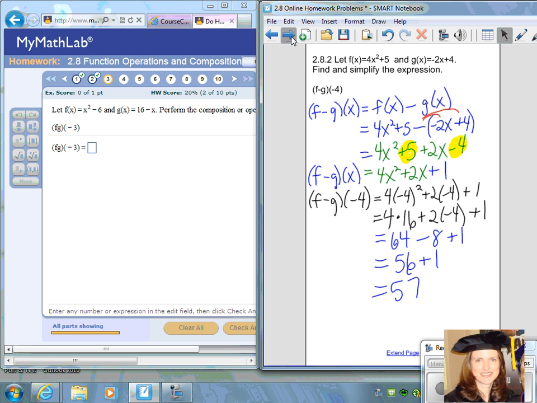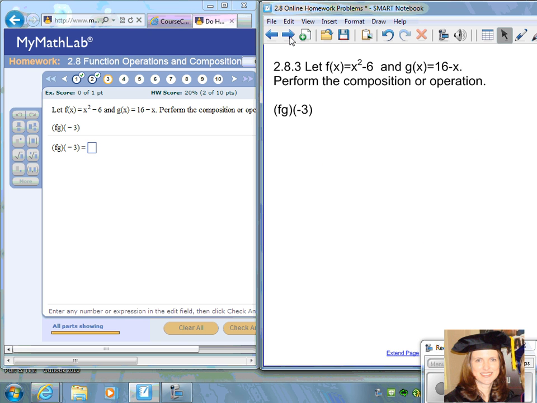Let's look at number 3. f of x is equal to x squared minus 6, and g of x is equal to 16 minus x. Let's perform the composition or operation, fg of -3. That fg of -3 is a multiplication. This is the same thing as f of, I'm sorry, let's go back.